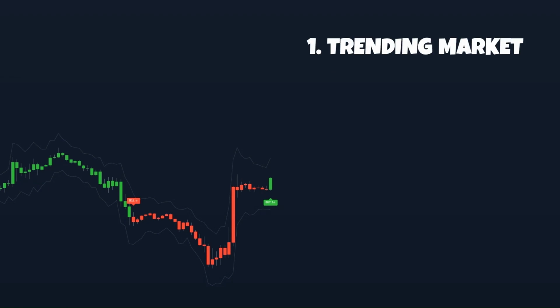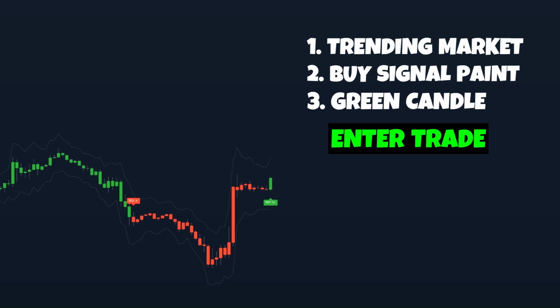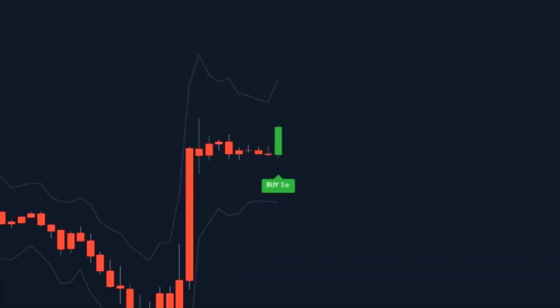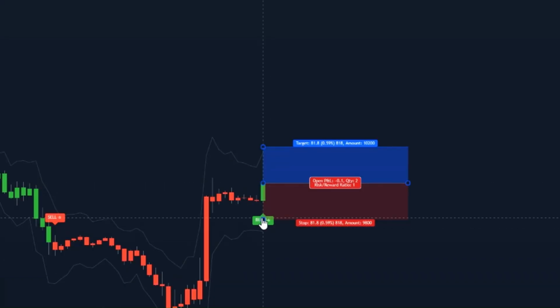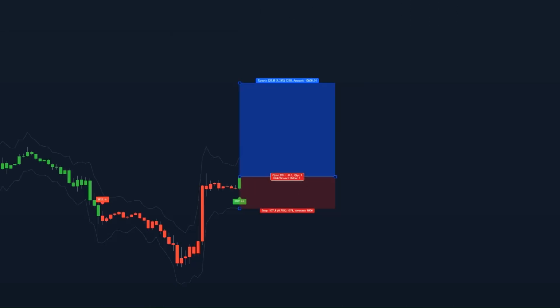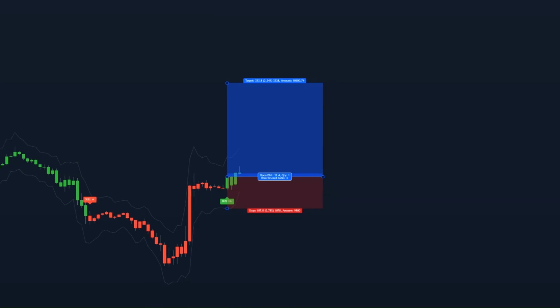For our trade to be valid, like I said, step 1, we need a trending market, and then step 2, we need a buy signal to paint. Step 3, the candle must be green for a buy, and then we can now enter our trade. Place our stop loss at the ATR stop loss line, which is this grey line right here. And for this strategy, we will be targeting a 3 risk to reward ratio.